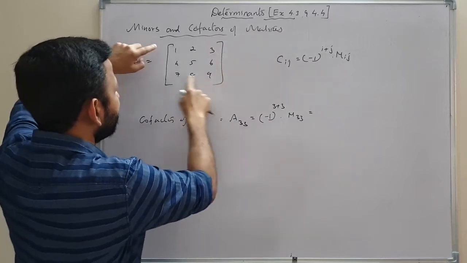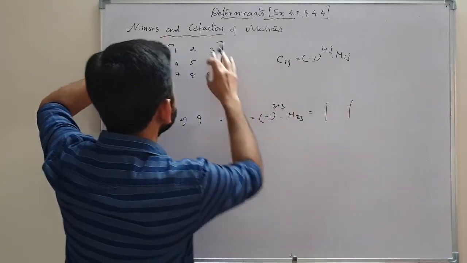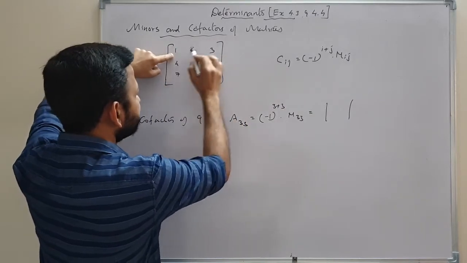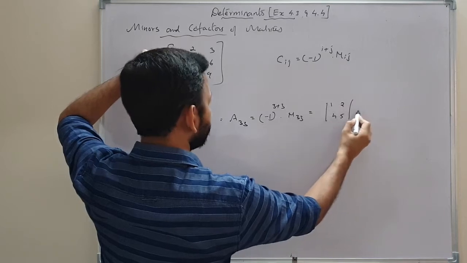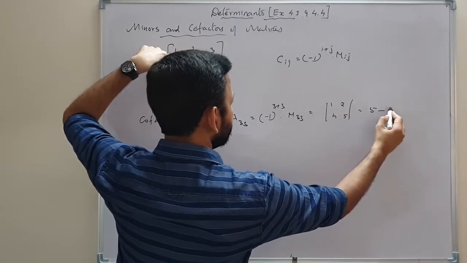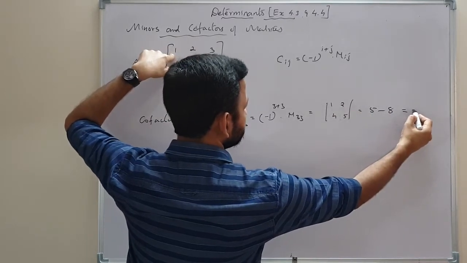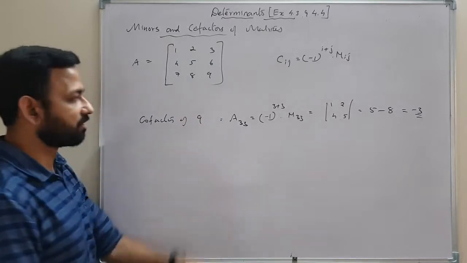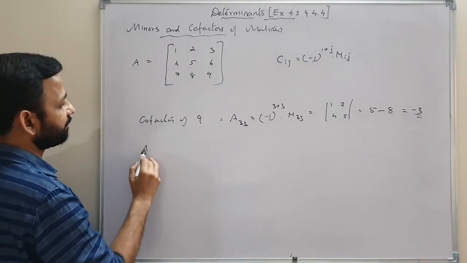Deleting the row and column, when we find the minor, the positive determinant: 1 into 5 minus 4 into 2. 1, 2, 4, 5. Directly we will find 5 minus 8. That is equal to minus 3. So this is the cofactor of 9: minus 3.